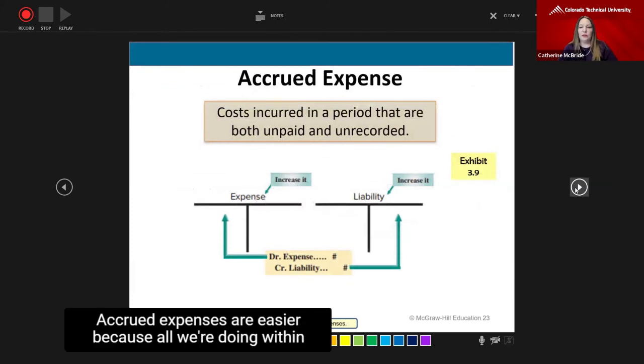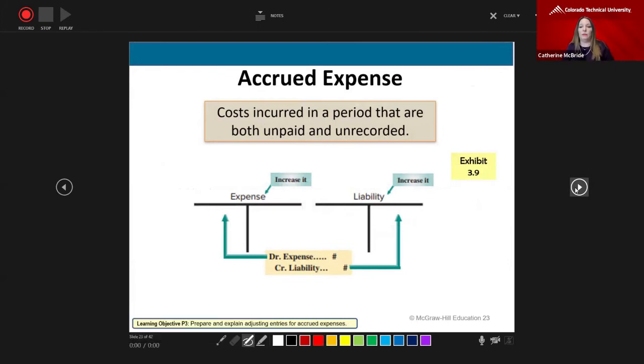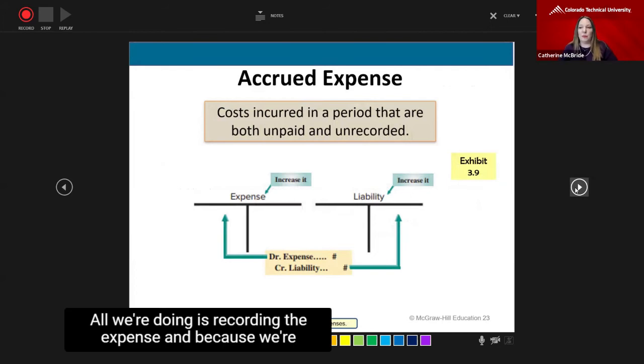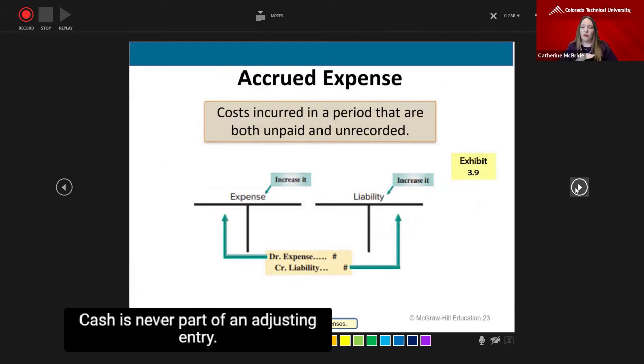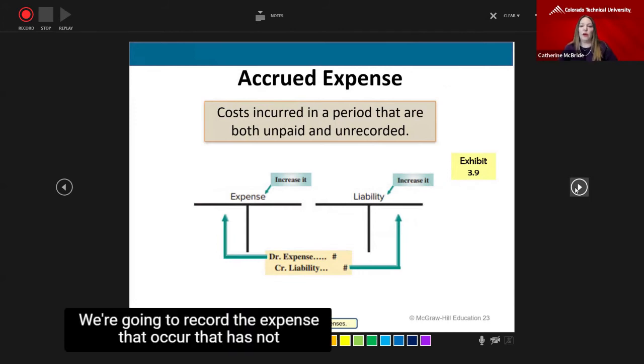Accrued expenses are easier because all we're doing with an accrued expense is recording an expense. You literally did this in week 1. All we're doing is recording the expense. And because we're not paying it right now, because remember, if you're doing cash with an adjusting entry, you're doing something wrong. Cash is never part of an adjusting entry. It either comes before or later, but it's never part of an adjusting entry. So we have our accrued expense. We're going to record the expense that occurred that has not been recorded, and we're not paying it right now, so we're going to record the liability.